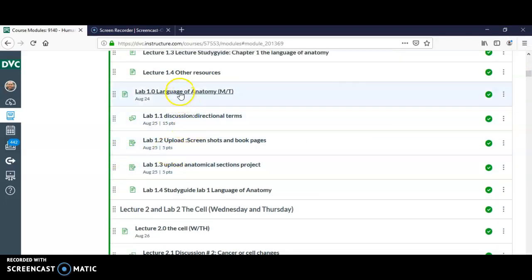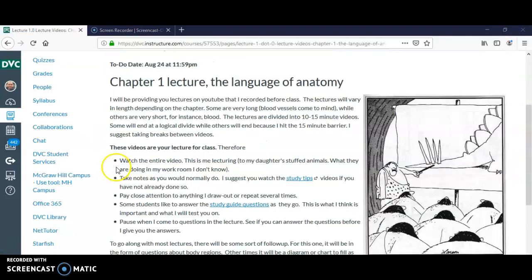So for the lectures, you get taken to a page. Now, on this page, there's a little introduction right here, and a little silly cartoon, and probably some sort of instructions that I've bullet listed. Watch the entire video of me lecturing. This is me lecturing in various rooms of my house, usually to my daughter's stuffed animal, so I don't feel like I'm talking to myself. And this is basically what I'd be doing in front of a class of 25 to 30 students.